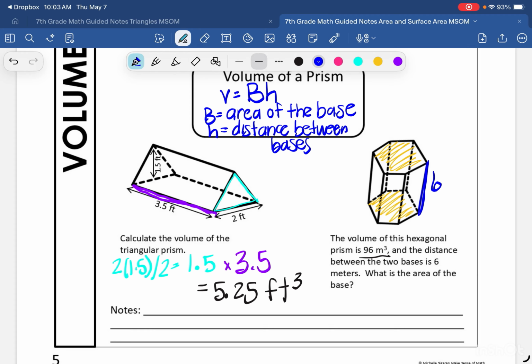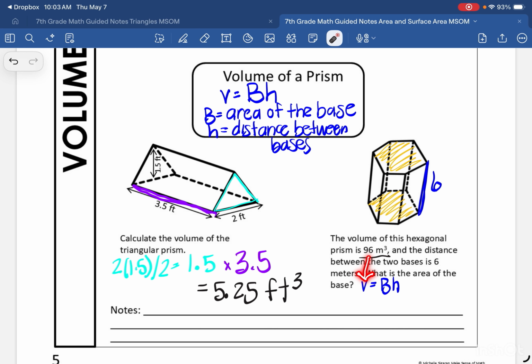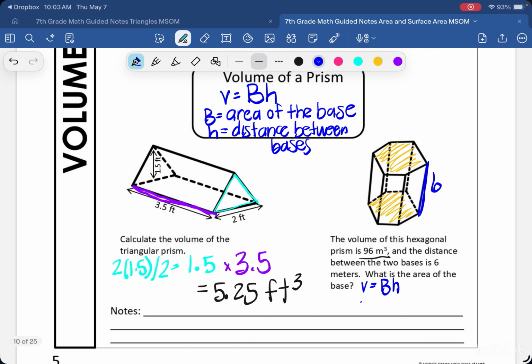So now I've got to figure out the area of the base. So using my formula that the volume equals the base times the height, let's substitute in what we know. So I can plug in the volume right here at 96. I don't know the area of the base. That's what I'm trying to figure out. But I know the height is 6. So 96 equals the base times 6. Divide both sides by 6. And I get that my area of the base is 96 divided by 6, which is 16 meters squared.